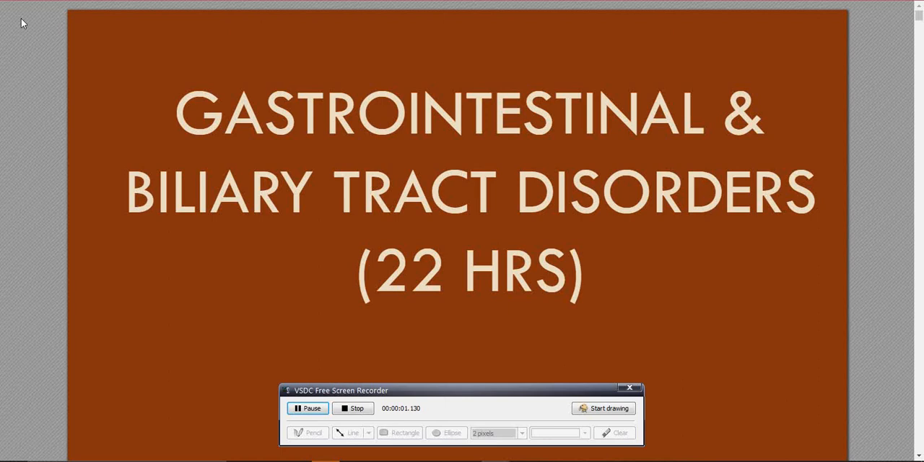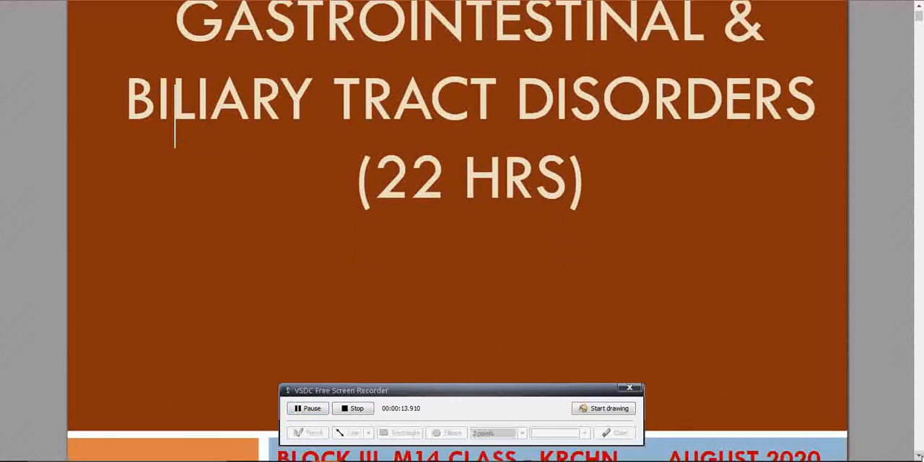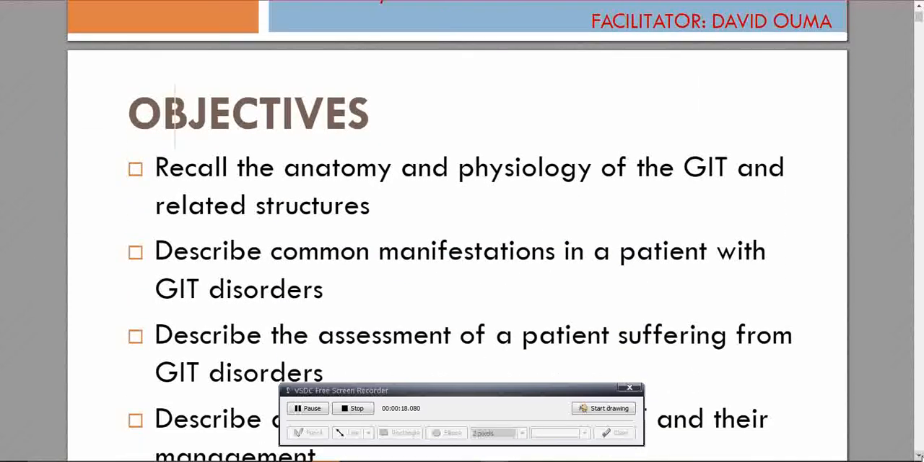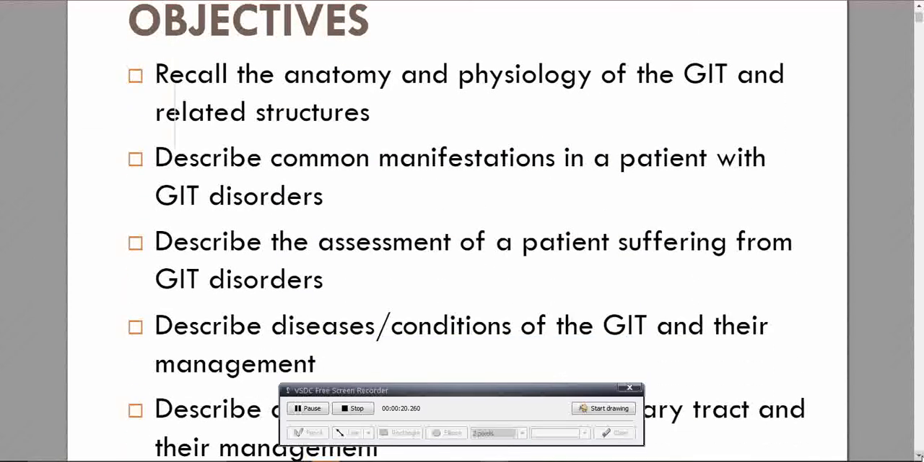We are going to have our lesson on gastrointestinal and biliary tract disorders. We have to review the GIT and then look at how we can assess conditions related to the gastrointestinal tract. It is supposed to be 22 hours up to completion, and these are the few objectives, which we shall be tackling bit by bit. We can't finish everything within the same moment for the 22 hours.